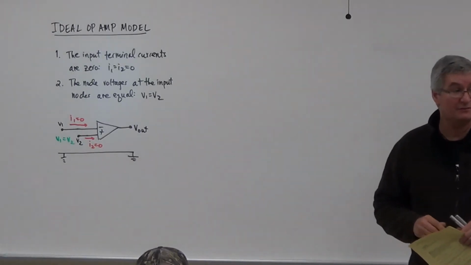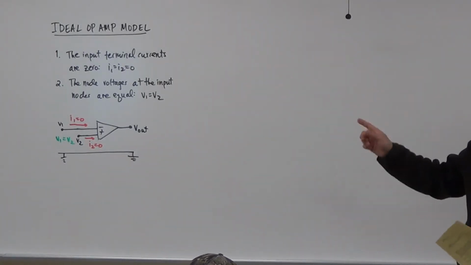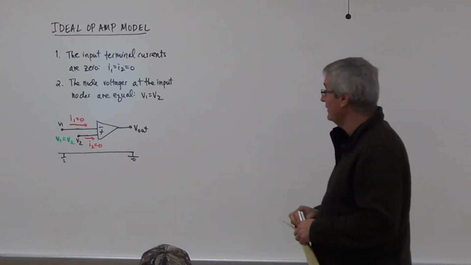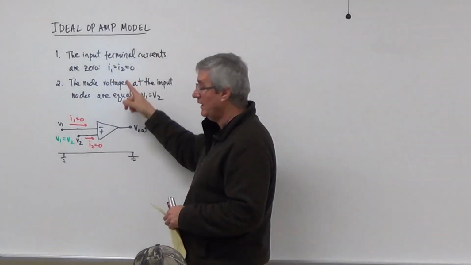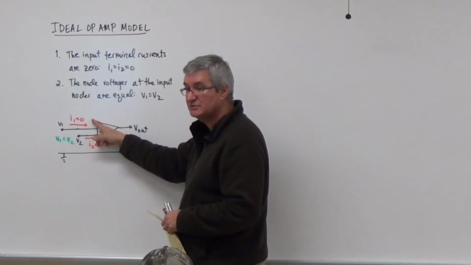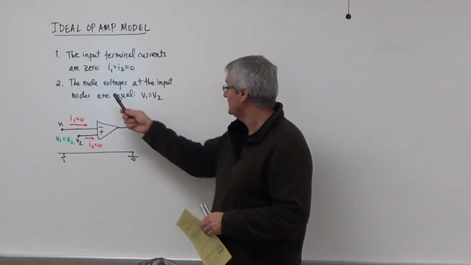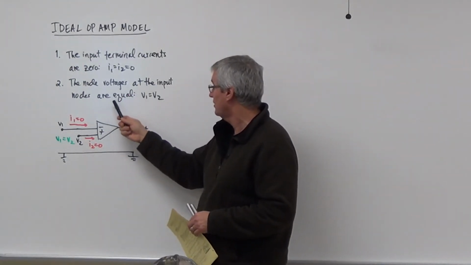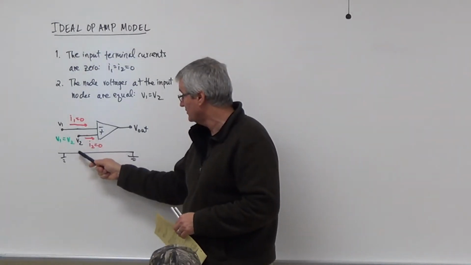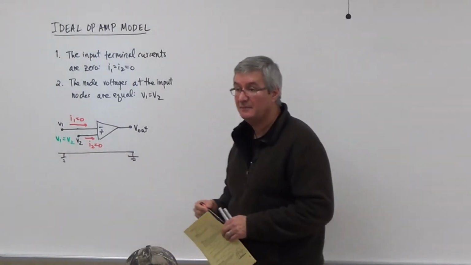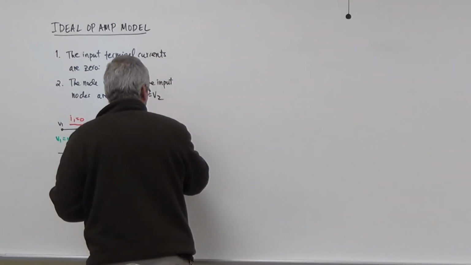I said that this model is fairly complicated, but we're going to use this sort of model to actually do that. And what it says here is that the input terminal currents are 0. So when I look at I1 and I2, anything along that branch is 0, anything along this branch is 0. The other thing it says is that the node voltages at the input nodes are equal. So that node relative to the ground, and this node relative to the ground, we're going to treat as being the same.